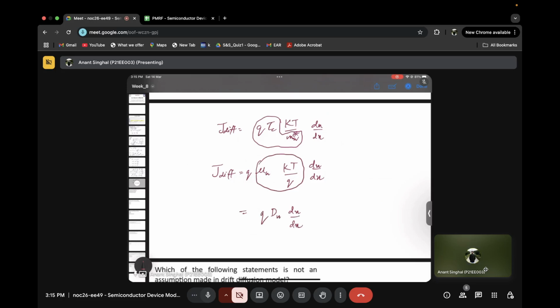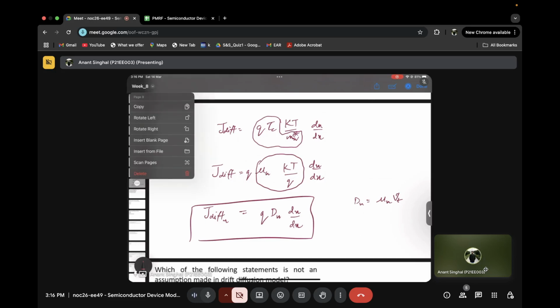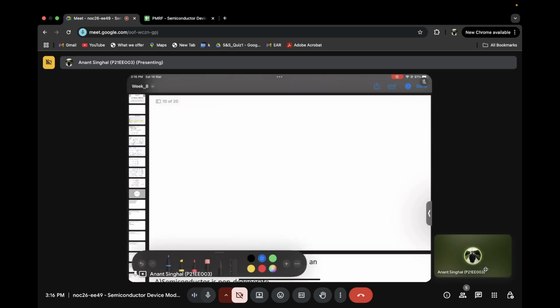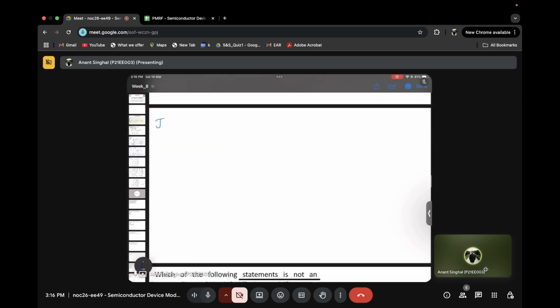dn over dx. So this is the J diffusion for the n side, where this Dn is nothing but mu n Vt. I'm writing kT by q as Vt. So this is the n-type component that we have after the derivation for the diffusion side. Similarly, we can also see the p-type component, which will be exactly the same, just with the p-type component, so it will come out to be minus q Dp dp over dx. And here Dp will come out to be nothing but mu p Vt.